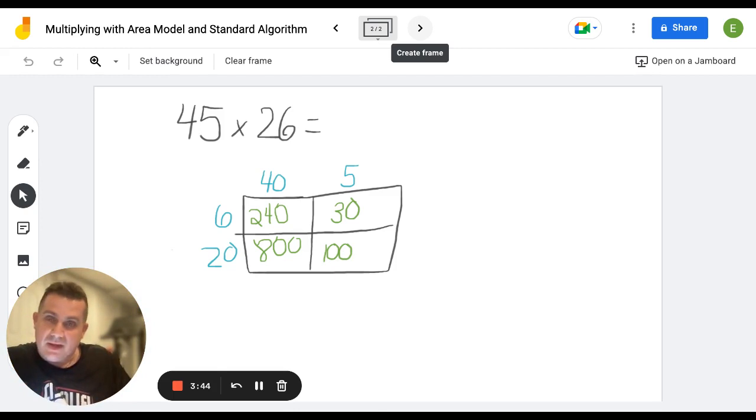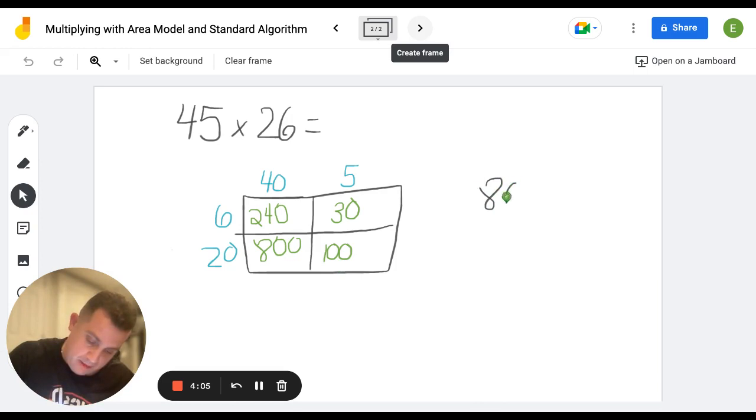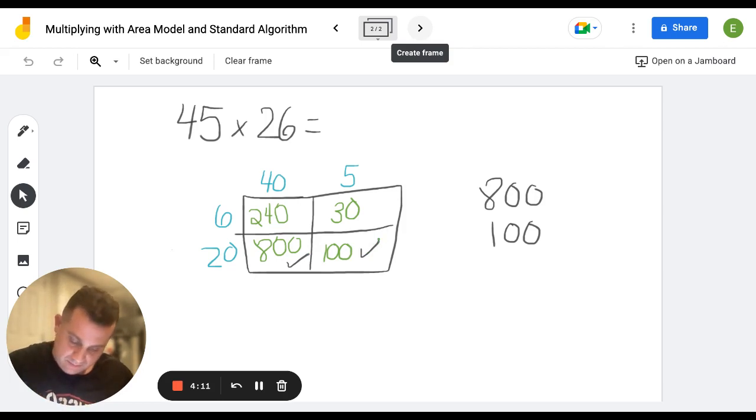So now here, you could add these in any order. I mean, what I would do is, as long as you're lining up your place values, I would start with my greater. I would like to start with my 800 and my 100. I could combine in my head that 800 and 100 is 900, or I will write them all out. 800, 100. So I did my 800. I did my 100.